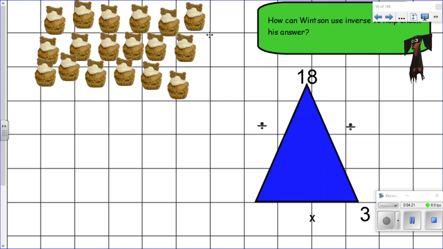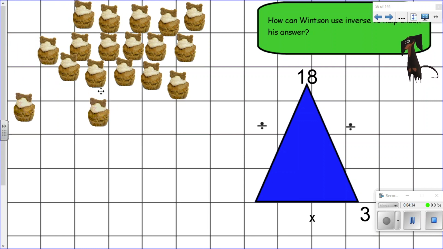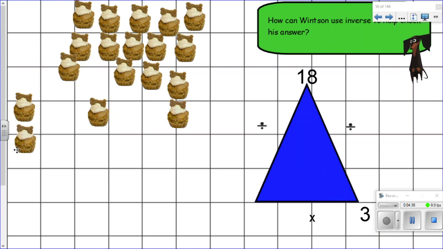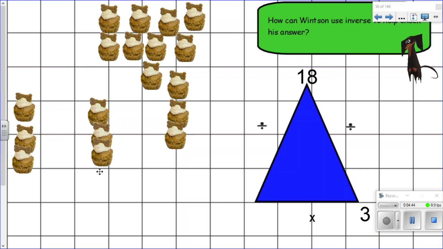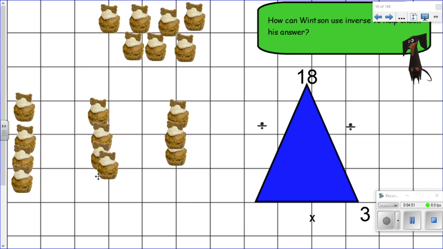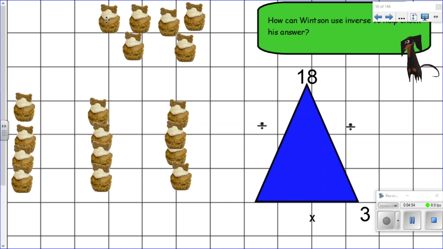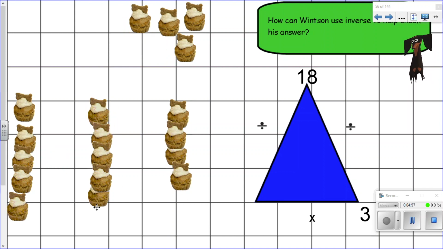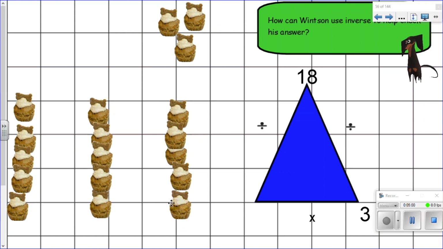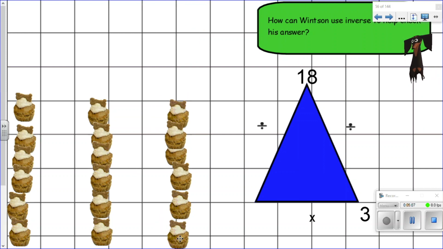Now, we're going to look to see how we can solve this problem. So we've got 18 cakes, and we are going to divide it by 3. So 1, 2, 3, 4, 5, 6, 7, 8, 9, 10, 11, 12, 13, 14, 15, 16, 17, 18.